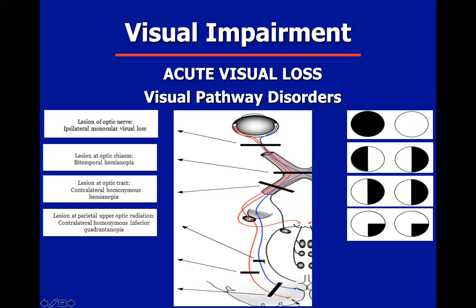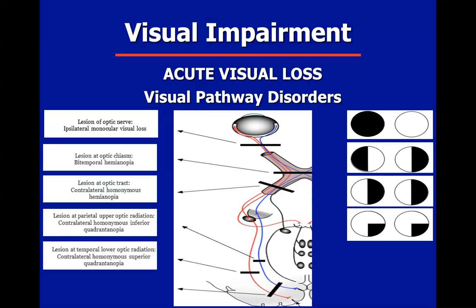And then your next would be your temporal lower optic radiation. Before it was the parietal, which caused the pie in the floor, if you want to remember it. Parietal, pie in the floor, or it can be your temporal lower optic radiation. This also causes a superior quadrantanopia, and this is what I call a pie in the sky.